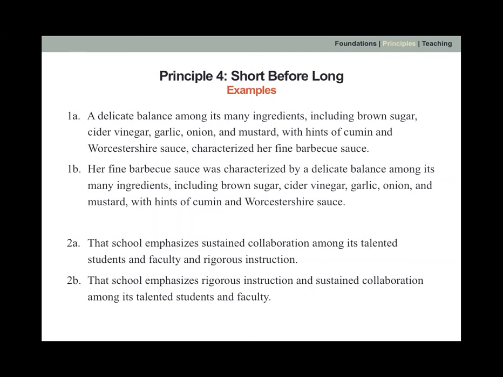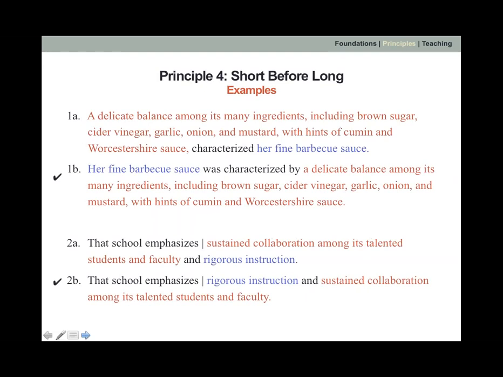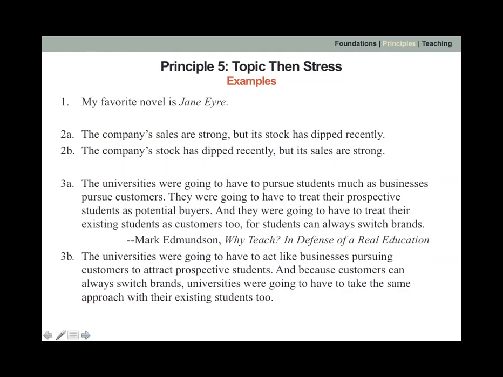Finally, we have Williams's fifth principle, which is that we should begin with topical information that tells us what a sentence is about, and we should end with information that we want to stress. Sometimes we have a generic category, my favorite novel, that we then populate: Jane Eyre. So this is the topic of the sentence, my favorite novel, and this is what's stressed, the particular novel that I'm talking about.